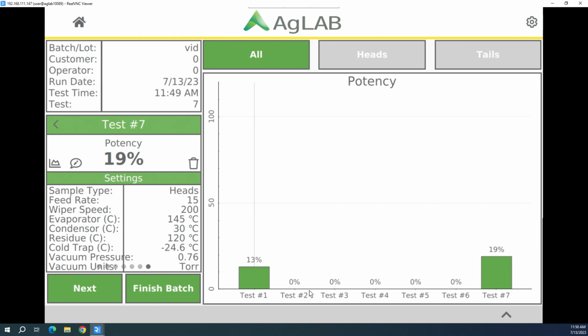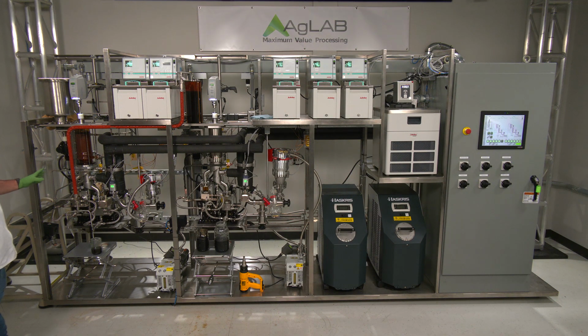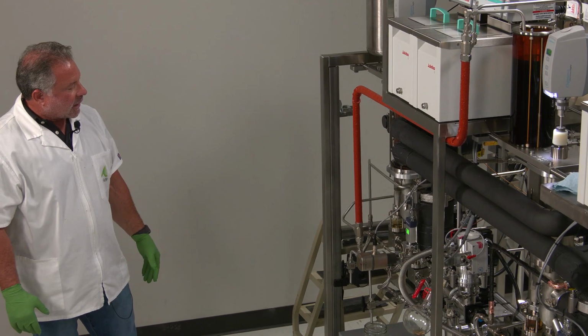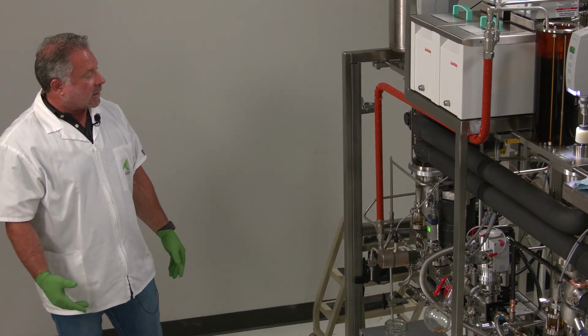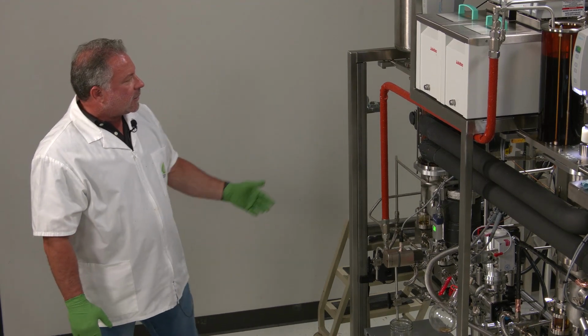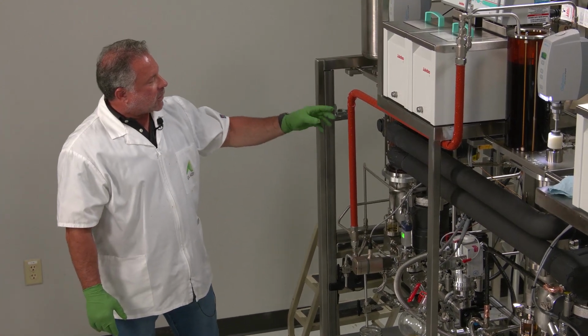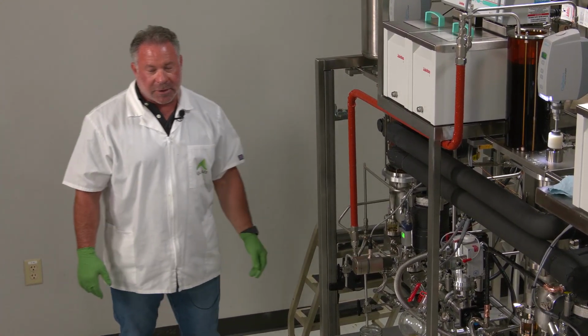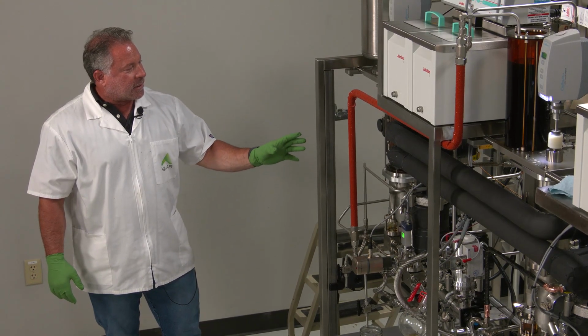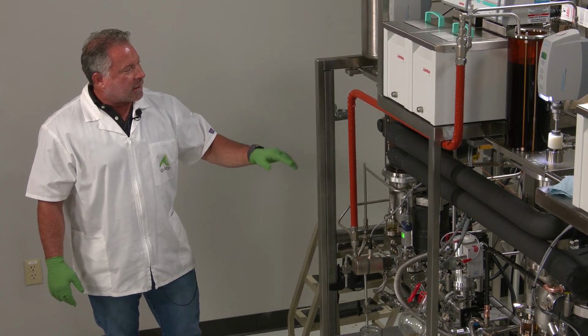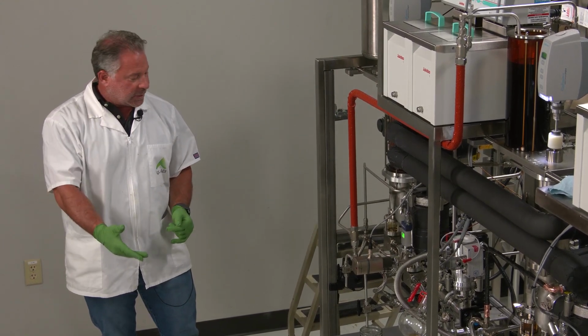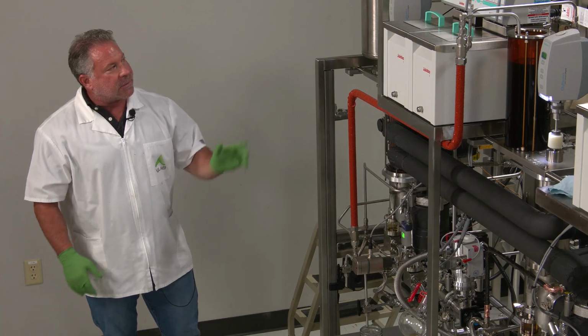Okay, that first sample was at 19%. So what that tells us is that we have cannabinoids coming through into our condenser and coming out this distillate stream. So one of the things that I want to look at now is how can I lower the amount of cannabinoids coming across this side over here. The first thing I would look at doing is changing the evaporator temperature. So I change the evaporator temperature down about 5 degrees, and we're going to allow the system to equilibrate. We'll take another sample, see if I lowered the cannabinoids coming through or raised them with that change.